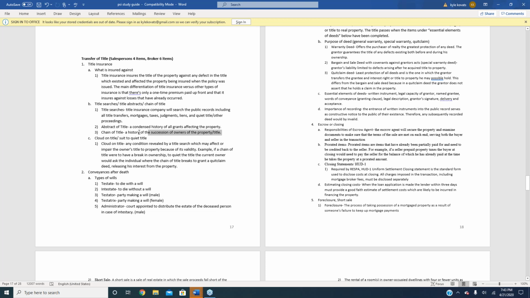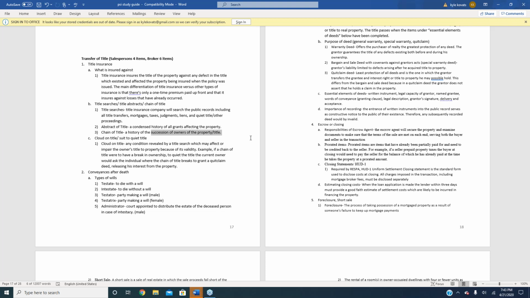The chain of title is a succession of owners. Who has owned it over the years? John sold to Joe, Joe sold to Mike, Mike sold to Nick, Nick sold to Frank, and so forth, right? If there was a break in the chain of title, say it went from Joe to Mike, Mike to Nick, and all of a sudden Anthony to Kyle, they'd say, well, how did Anthony get this? There's a break in the chain of title. So how would you clear up a break in the chain of title? You would do that through what we call a quitclaim deed.